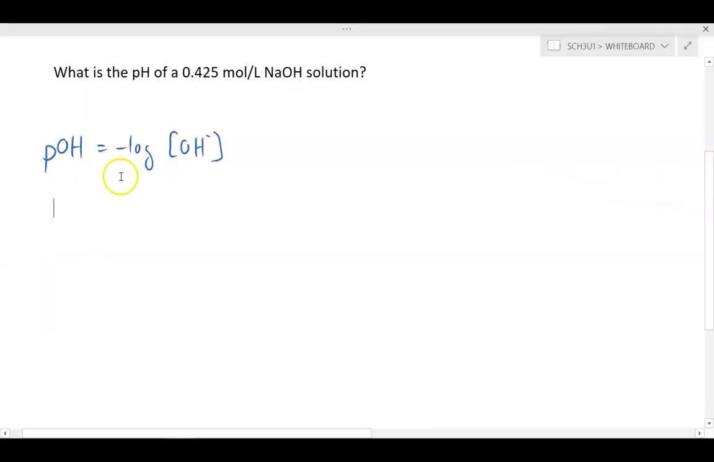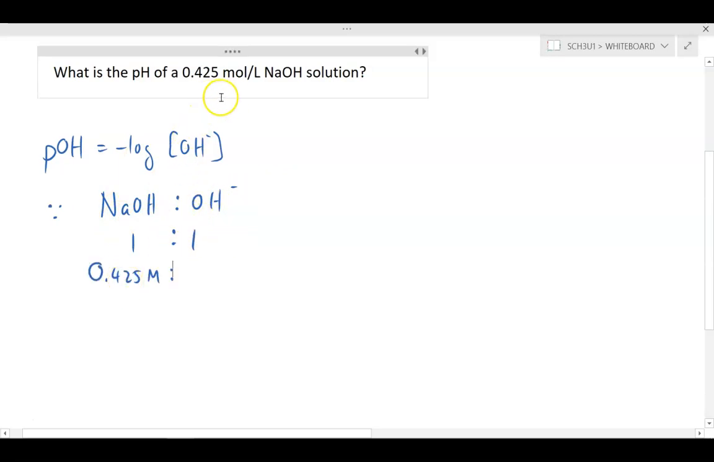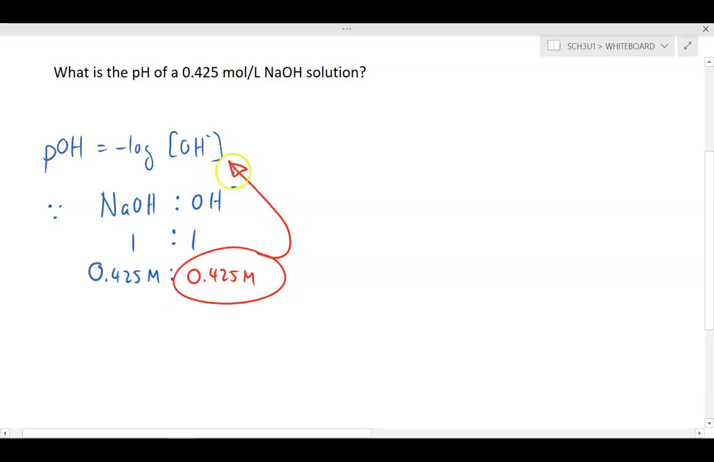Alright, so before we can plug this into the equation, notice how the equation requires hydroxide concentration, but I'm given the sodium hydroxide concentration. So to convert from one to the other, I need to set up ratios. For every 1 sodium hydroxide that breaks up, 1 hydroxide ion is released. But if I have 0.425 moles per liter of sodium hydroxide, then I also have 0.425 moles per liter of hydroxide ions. I can then plug this value into the equation, and that gives me a value of 0.372.